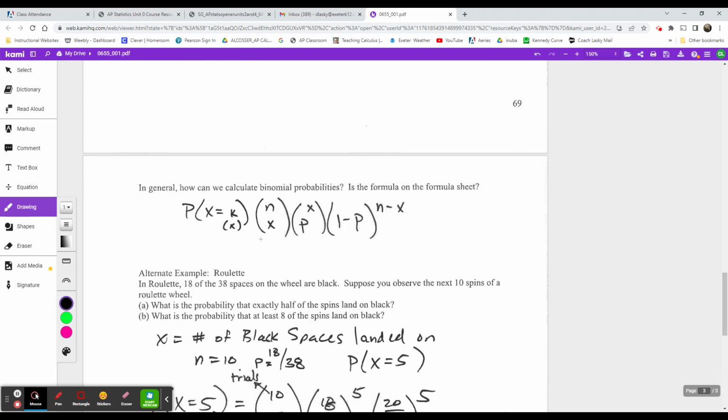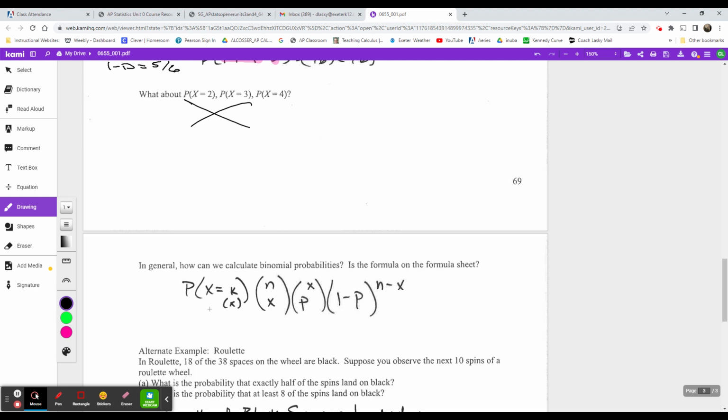All right. So this is on the formula sheet, and this is what it looks like. We've got X equals k. Now, k can be interchanged with little x, so it sometimes looks like big X equals little x, which is kind of irritating. The little x is the number of successes, n is the number of trials, and P is our probability of a success.